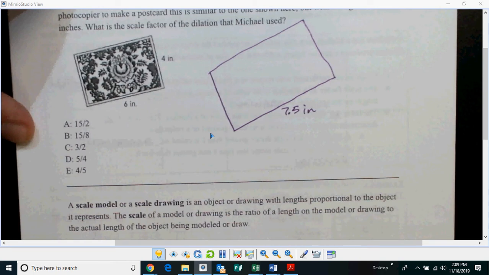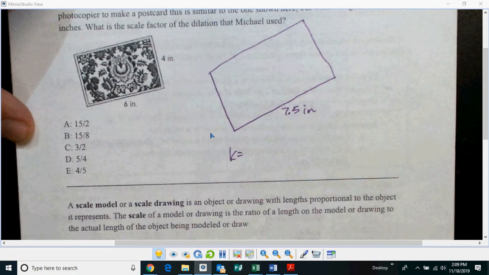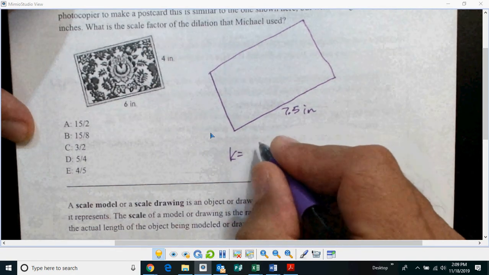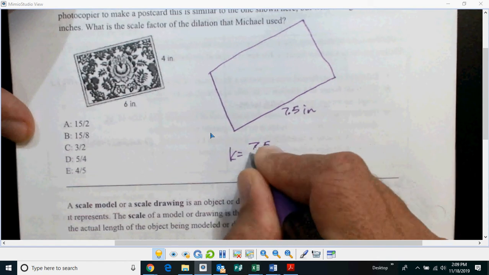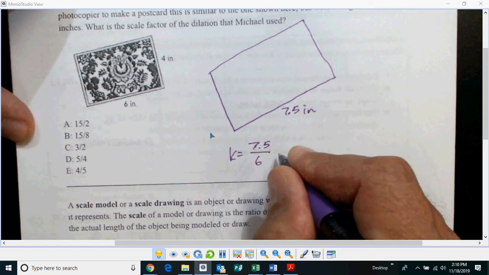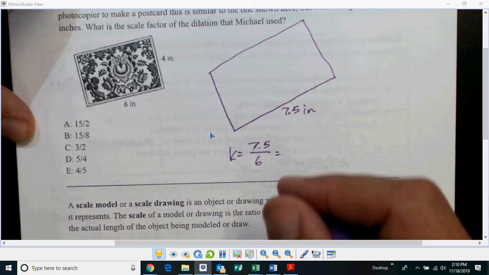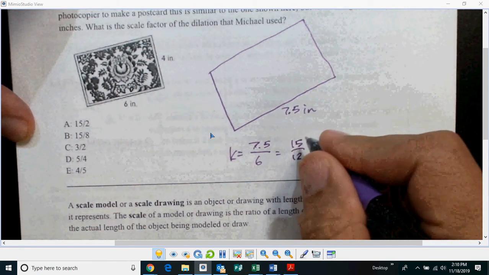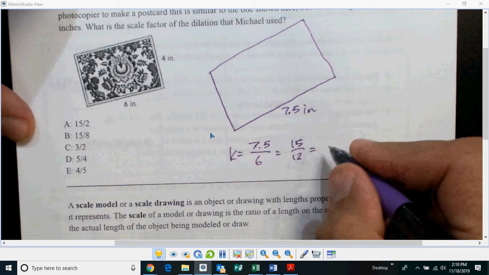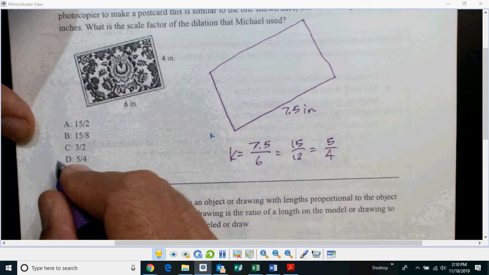What's the scale factor? How would I find the scale factor? New over old, so what are the numbers here? 7.5 is the new, and what's the old? 6. So 7.5 over 6. If I multiply both by 2, I get 15 over 12. And then 3 goes into 15 5 times, 3 goes into 12 4 times. So K is 5 over 4.